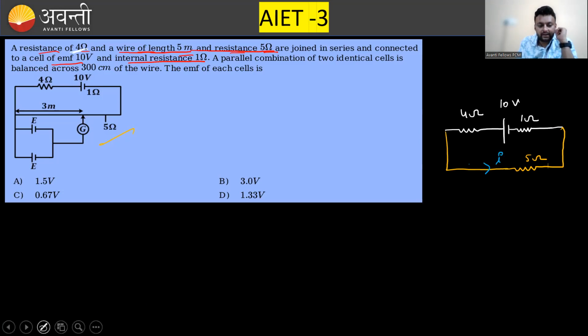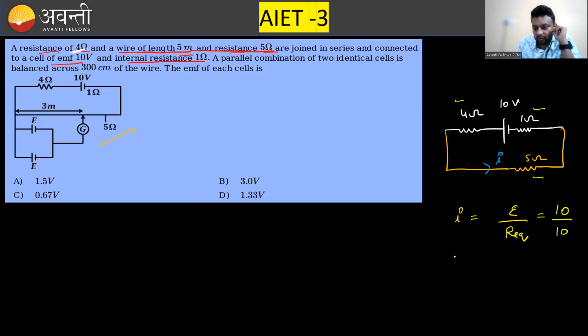So you can clearly state that the current I in this part is EMF divided by total resistance of the system. And all these resistances are connected in series. So what is the total resistance of the system? 4 ohm plus 1 ohm, 5 ohm, 5 and 5, 10 ohm. Clear? So EMF is 10 volt divided by R equivalent, 10 ohms. That means I is 1 ampere. That means 1 ampere current is flowing through this wire. Is it clear now? Very good.